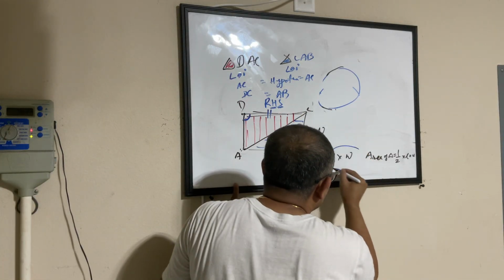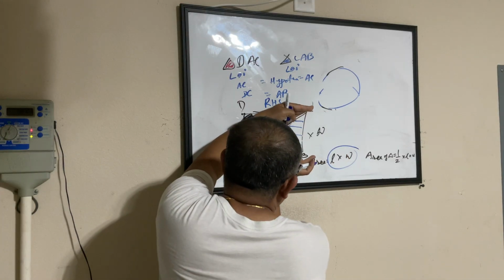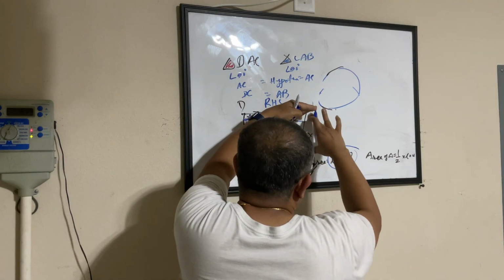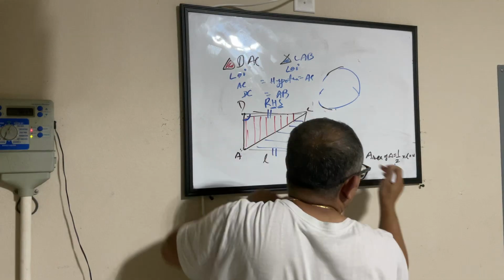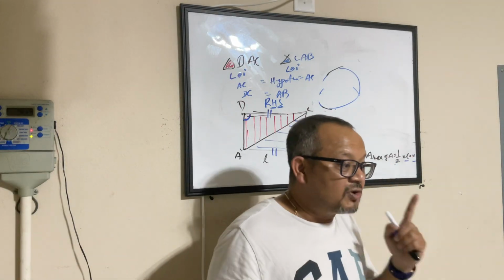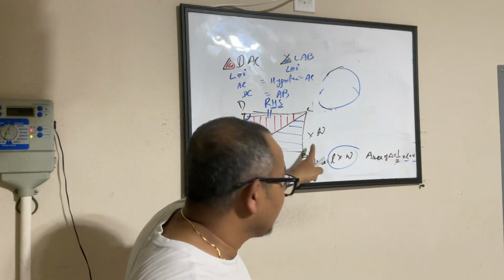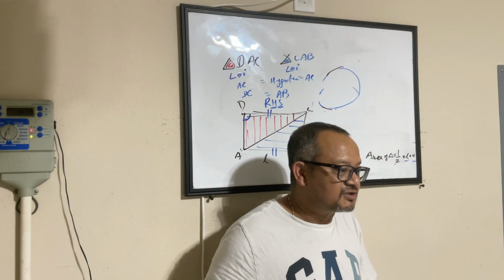The area of my rectangle was length into width. When I am looking at this as a right angle triangle, I will call this base and I will call this height. But it remains the same thing. Half into this, half into base into height. So the formula for the area of a triangle, half into base into height, is derived based on the theorem of congruence that we just talked about.